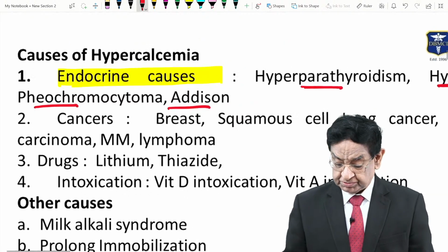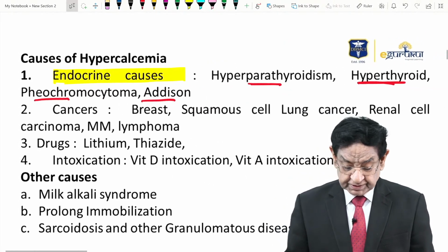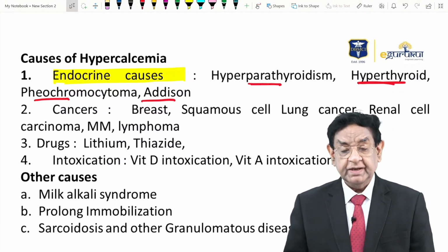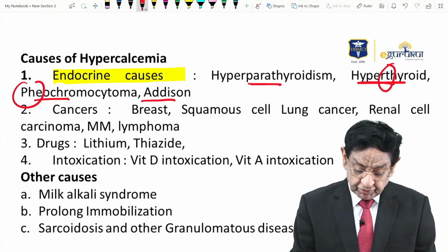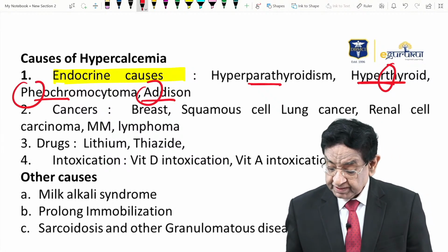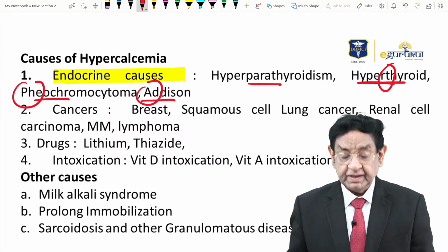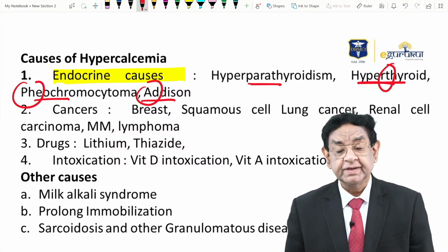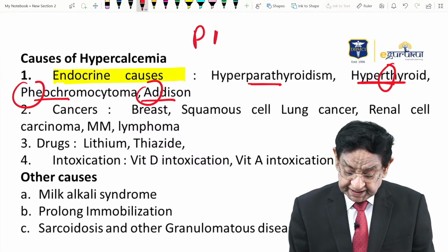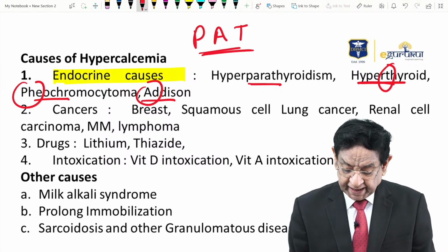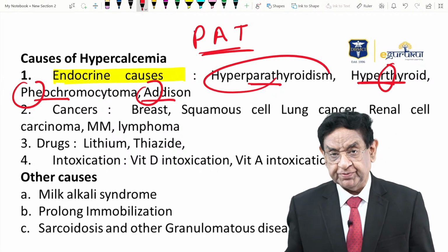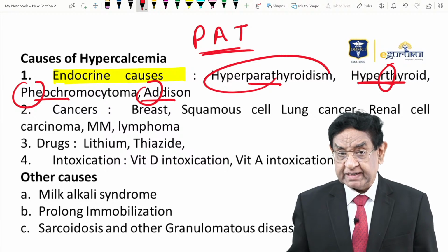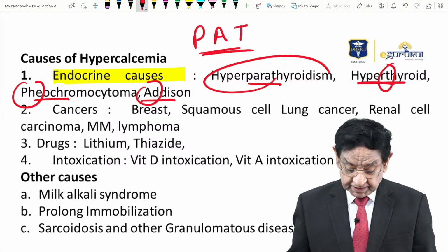It can occur in Addison disease also. So friends, thyroid, pheo and Addison are the causes. P for pheo, A for Addison, and T for thyroid, PAT. The mnemonic to remember is PAT. Of course, this is known to all of you. Point to be noted, hypercalcemia occurs in conditions other than parathyroid disease also.